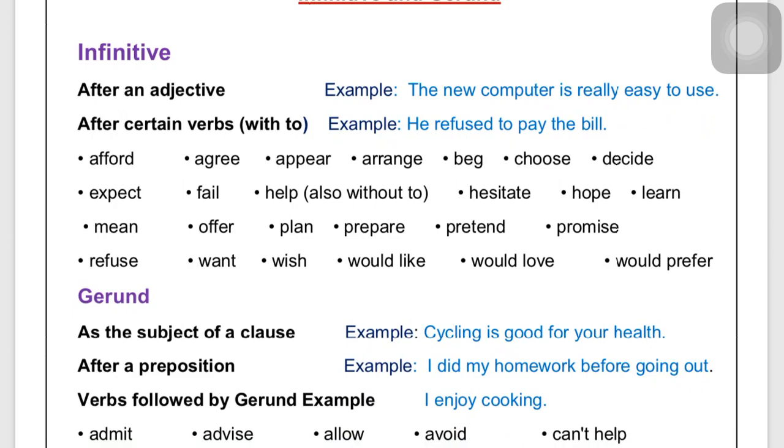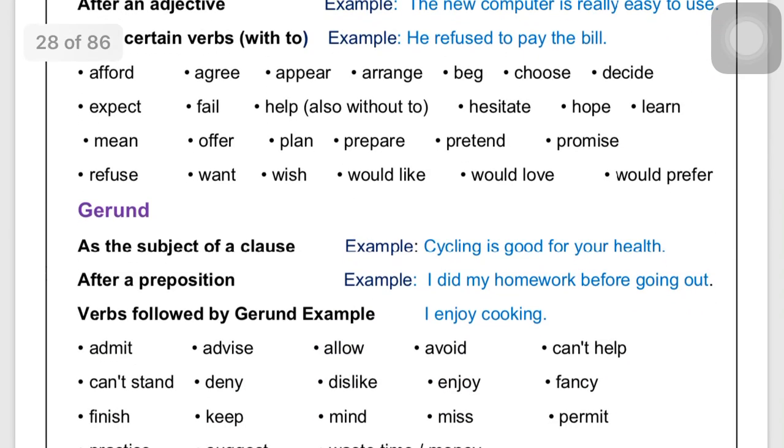We can also use gerund after a preposition. For example, I did my homework before going out. Before is a preposition, and after it we use going. We use a gerund. Let's see some verbs which are followed by gerund. For example, I enjoy cooking. After enjoy, we use the verb plus ing or the gerund, which is cooking.